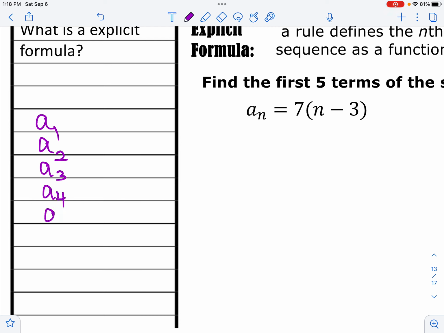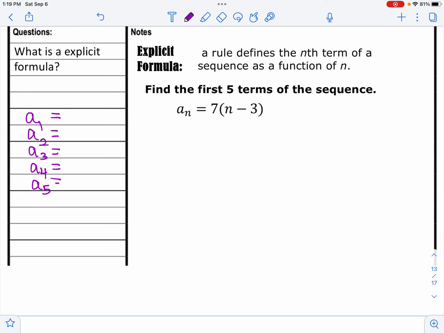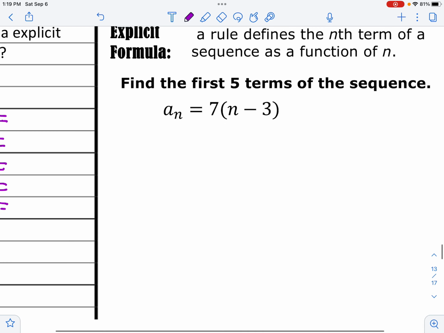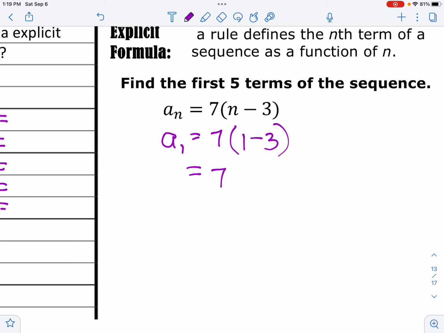So I'm going to write that over here. The pen I have is not very fancy, so sometimes it looks a little weird. But I'm going to do that. If I want a sub 1, all I'm going to do is 7 times 1 minus 3. Well, I'm putting a 1. Notice, right? N is 1. That's why I put that 1 there. 1 minus 3 is negative 2. Okay, so this is negative 14.